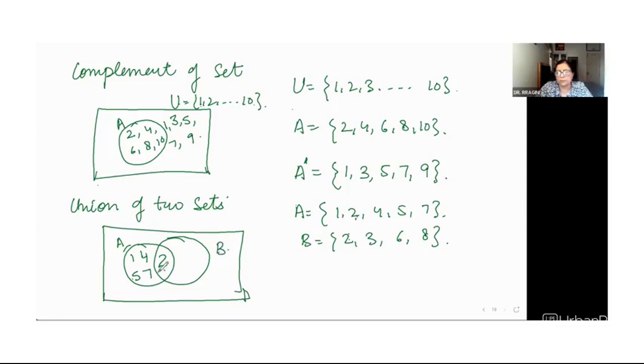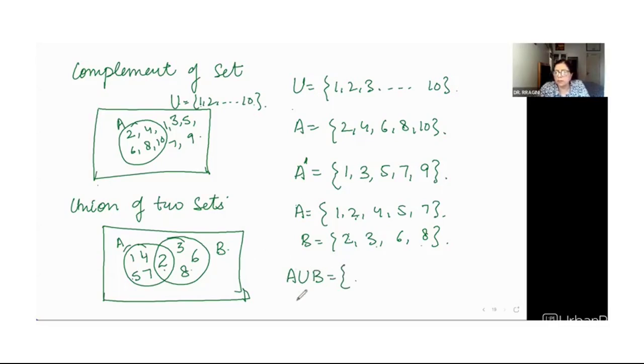Now this is B. 2 has already been written here. We have 3, 6, 8. Now check this B circle. 2, 3, 6, 8 are there. And 1, 2, 4, 5, 7 are in A. Now see, how do we write A union B?